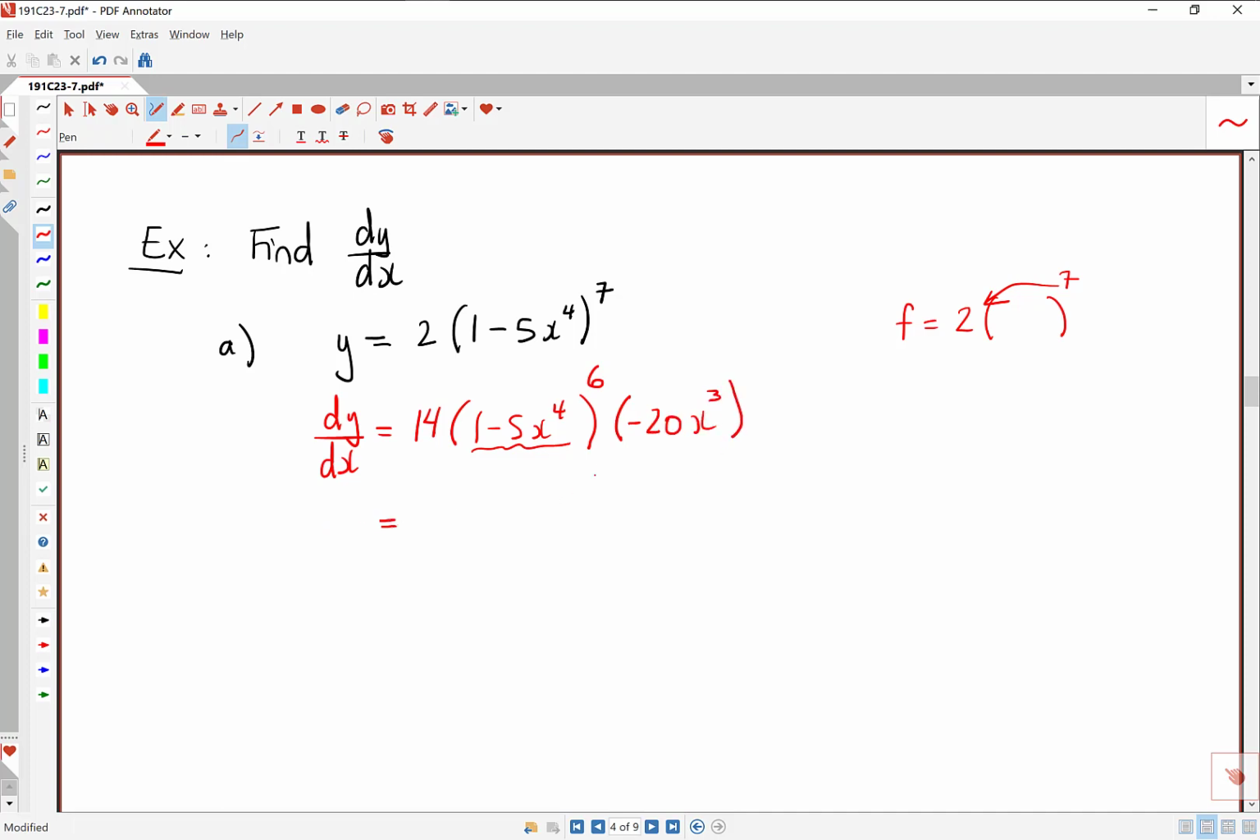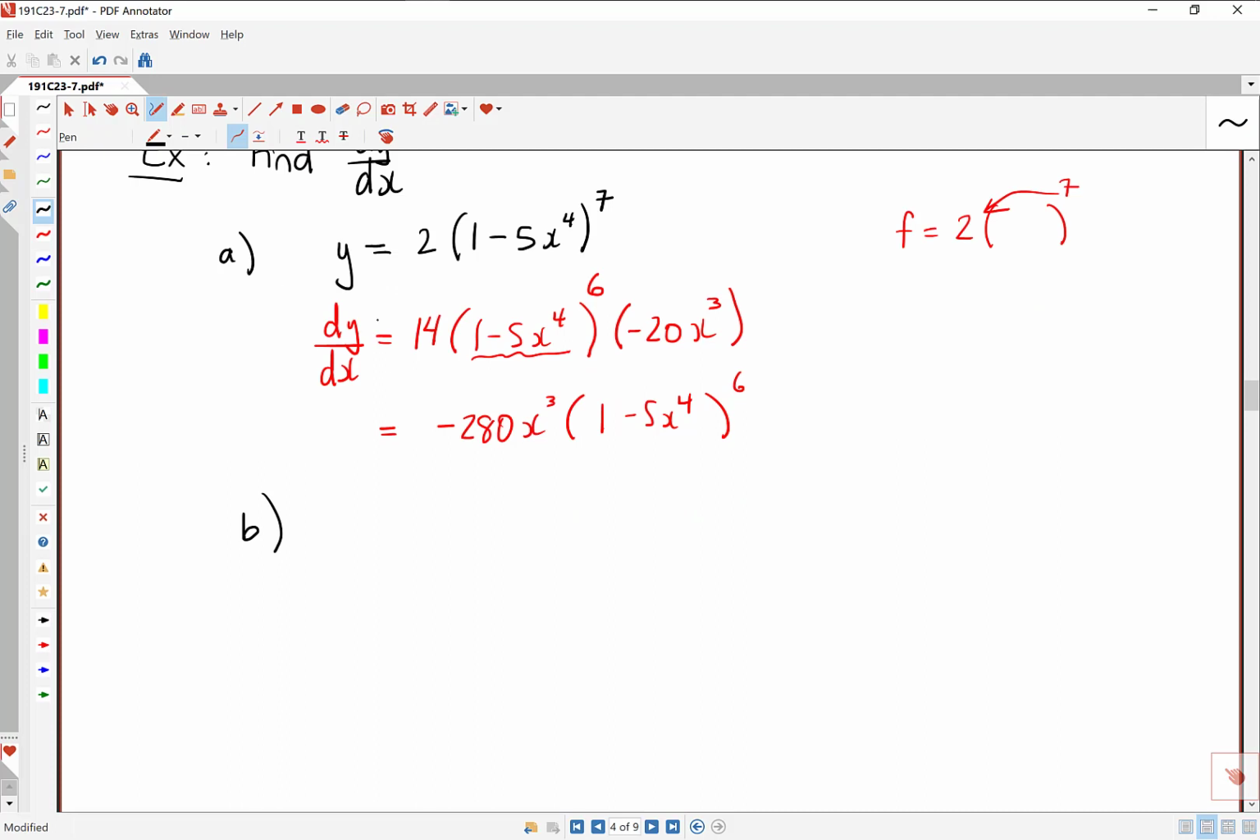So that's great. The only cleanup you might do here is multiply the 14 with the minus 20x cubed to get minus 280x cubed times the 6th power of (1 minus 5x to the 4th).